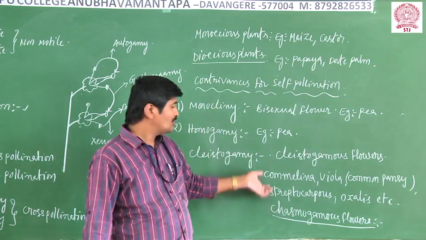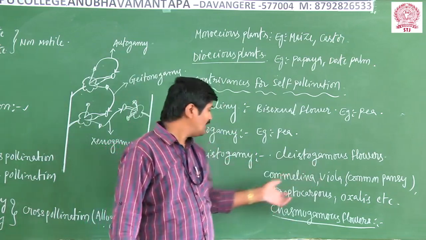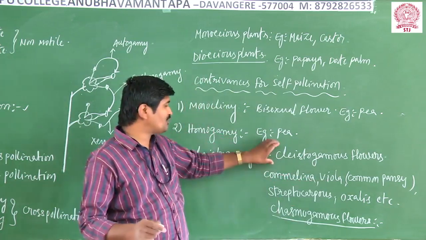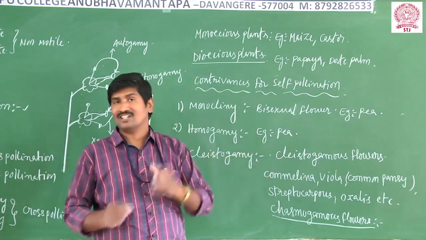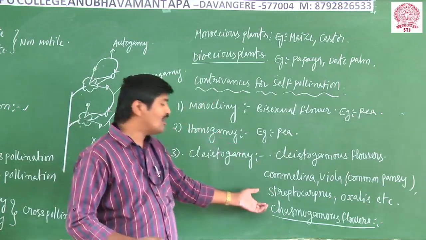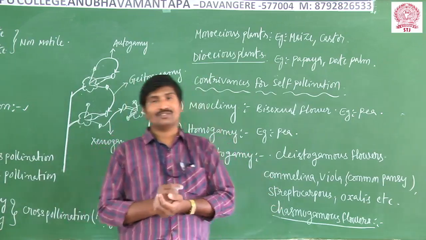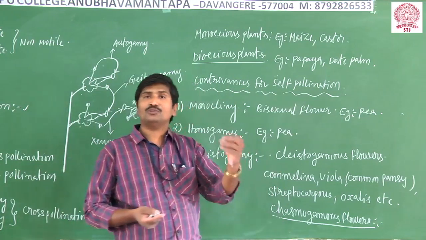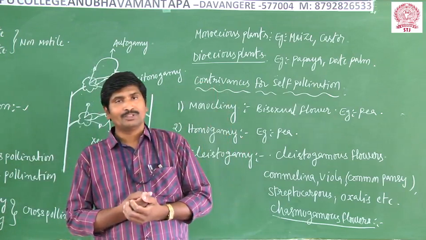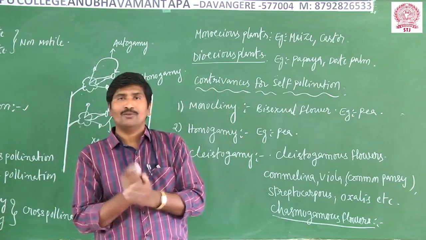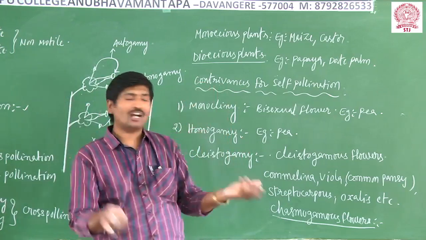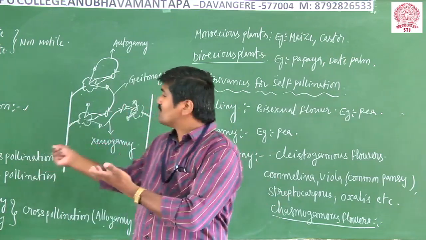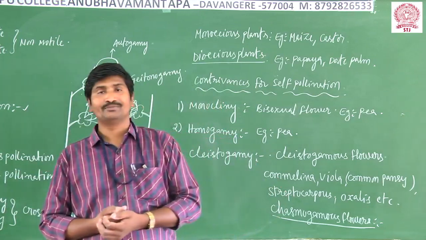Chasmogamous flowers. Commelina, Viola and Streptocarpus, oxalis. These plants contain the cleistogamous flowers as well as the chasmogamous flowers. The flowers are always open. Open flowers means the anther and the stigma are exposed to outside. The petals are completely open. When the petals are completely open, automatically the anther and the stigma are exposed. Here, cross-pollination is possible.